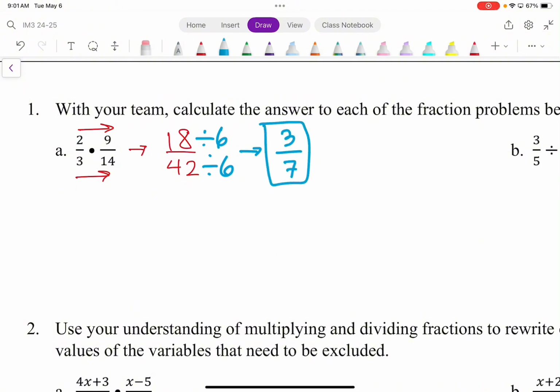And while this, well, not may, this is a correct solution. This is a correct answer.